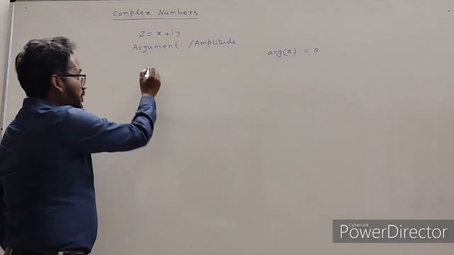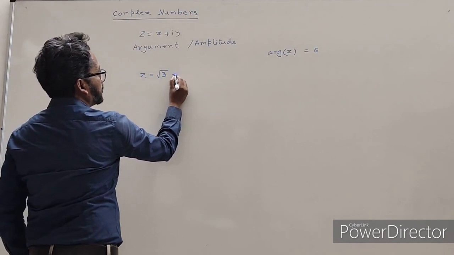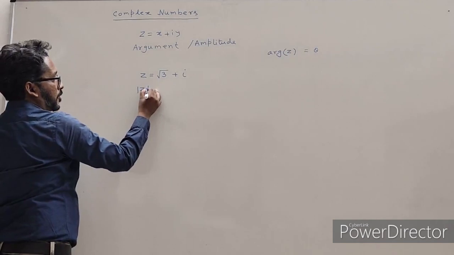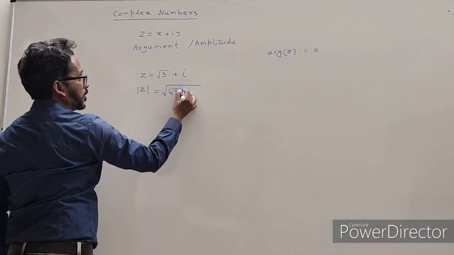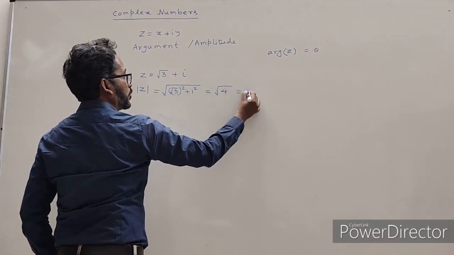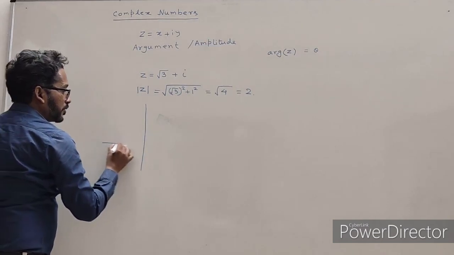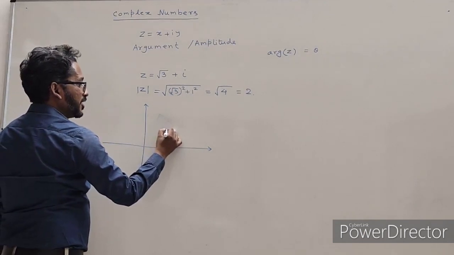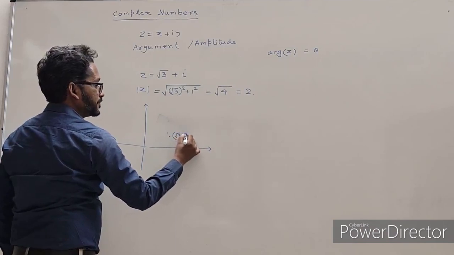This is okay. So suppose we have a complex number which is root 3 plus i. Now if I want to calculate the modulus of z, that should be simply root of 3 square plus 1 square. That gives root 4. If we want to calculate its amplitude, now you just see that root 3 plus i should lie somewhere here, which has coordinates root 3 comma 1.